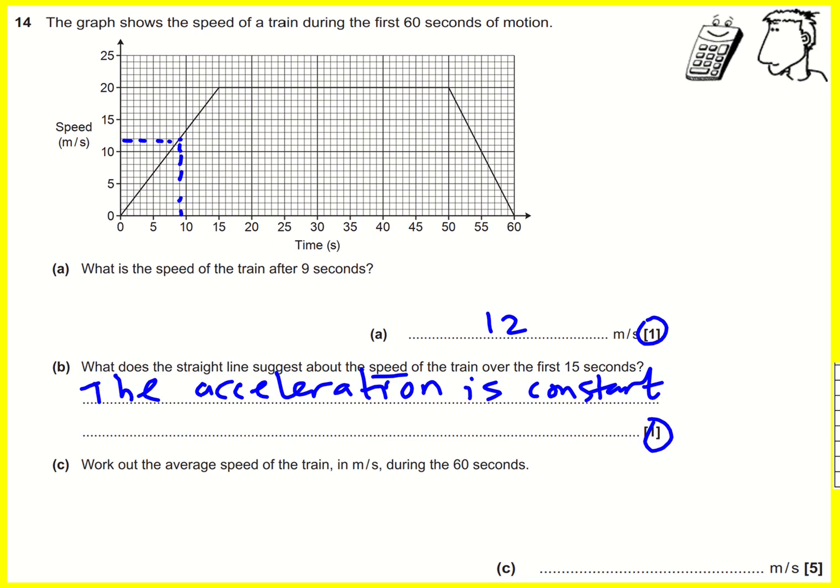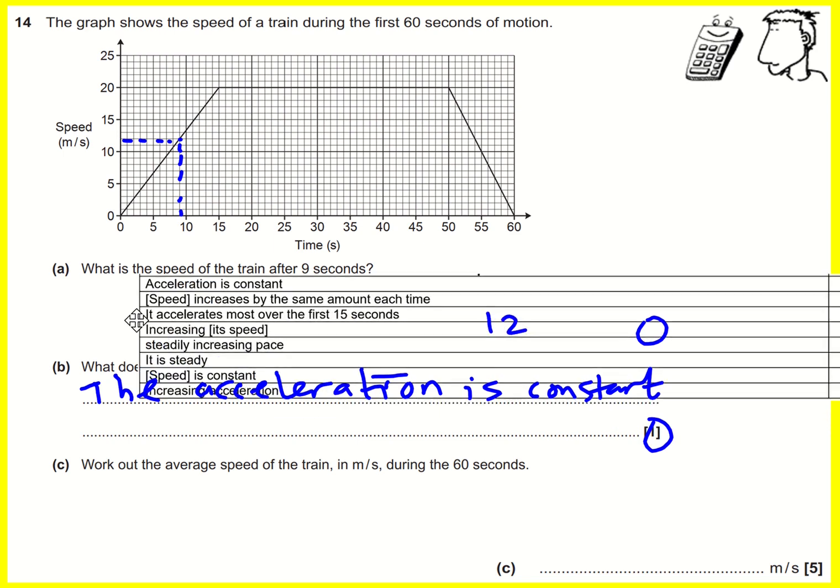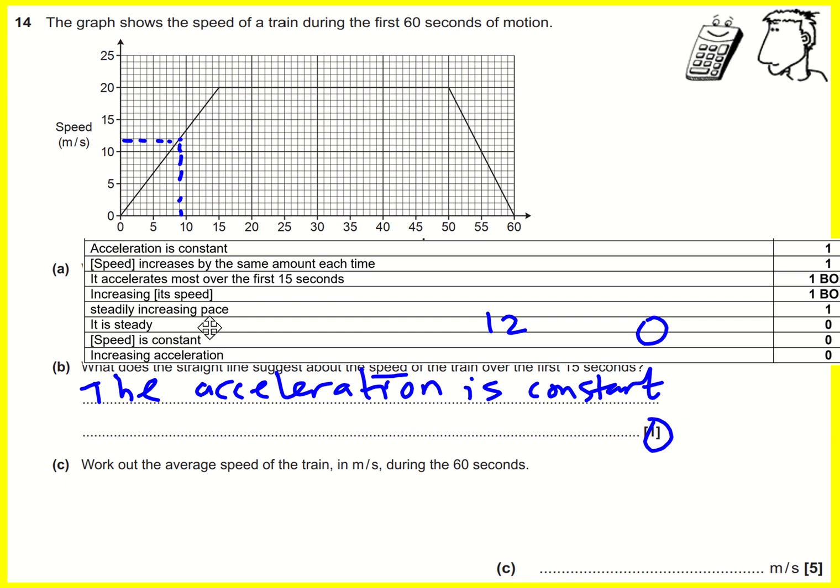And here's some other answers accepted in the mark scheme. So you could have said that, if relating it more directly to speed, the speed increases by the same amount each time. That's the same thing as the acceleration being constant.